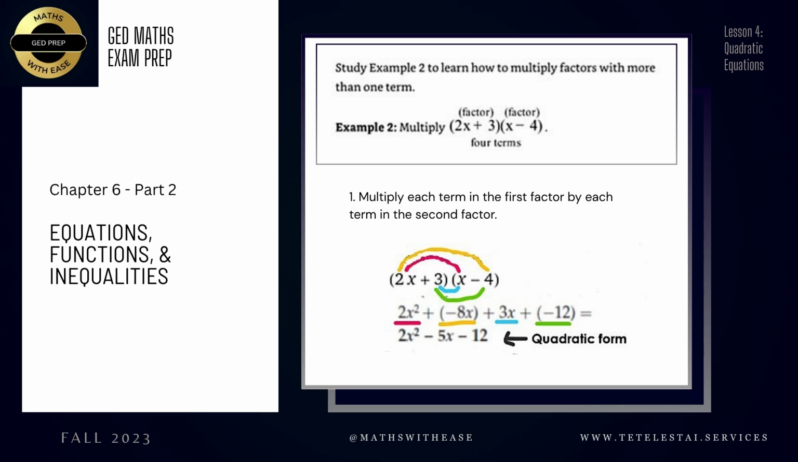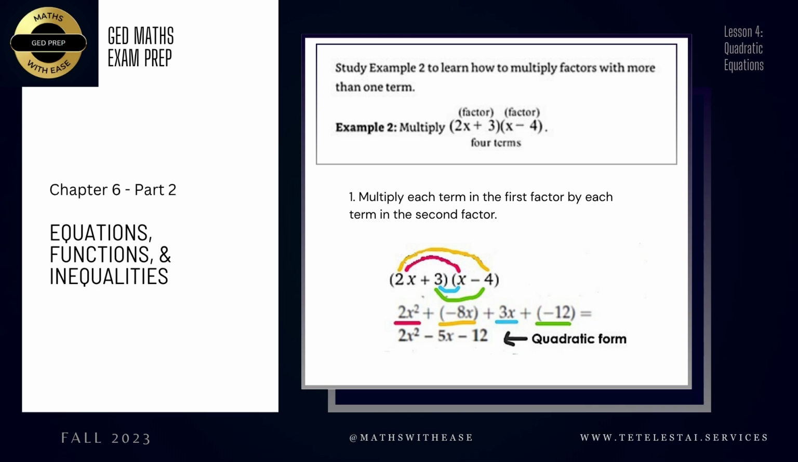And then you want to further simplify this expression, right? We can see that we have 2 like terms here. We have a -8x and we have a positive 3x. When you add those 2 together, you get a -5x. And so this is your simplified expression, which is also called a quadratic form.